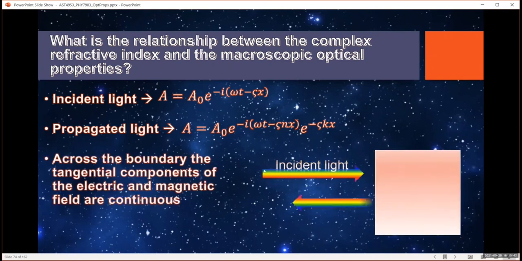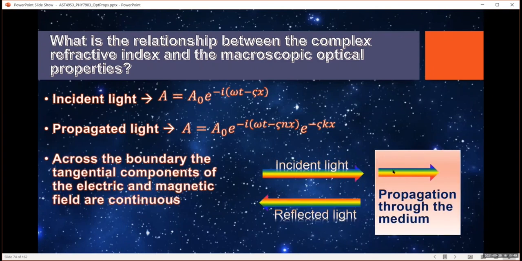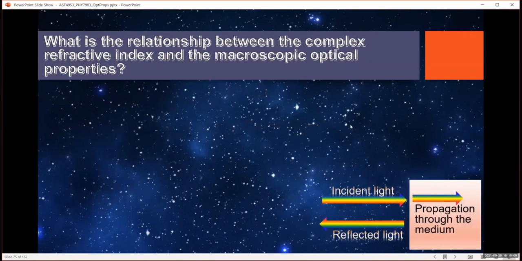Now, across the boundary, that is, as it heads into here, there has to be a continuous magnetic and electric field. So we have tangential components must be continuous. So what that means is that we've got a certain amount of light on one side and a certain amount of light on the other. And so we're going to bring all of that together.